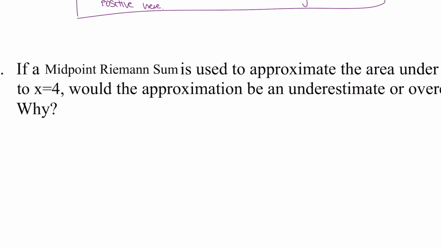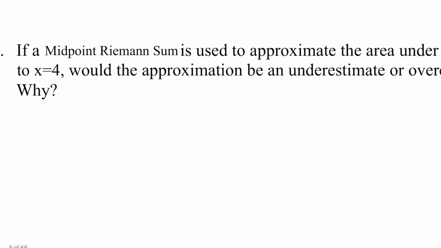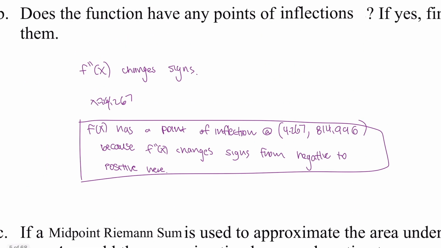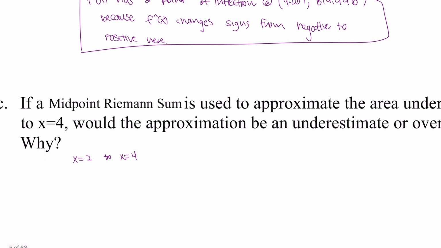So since we actually have a concave down function for f of x from x equals 2 to x equals 4, right? Because on the previous problem, we saw that there's only one point of inflection from the interval 2 to 5, and that was at 4.267. So from 2 to 4, there is no other point of inflection, meaning there is no change in the concavity. And the concavity here is concave down, so it's going to remain concave down. So since we know that on this interval the function is going to be concave down, the midpoint Riemann sum is going to be an overestimate.